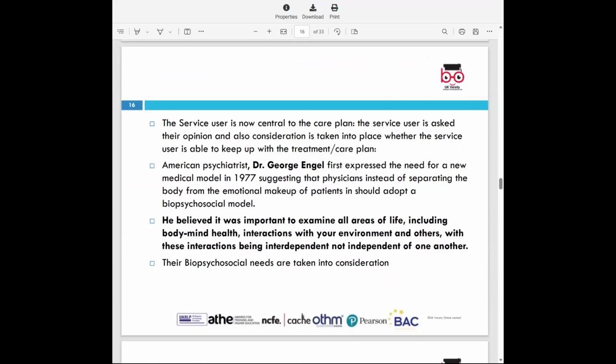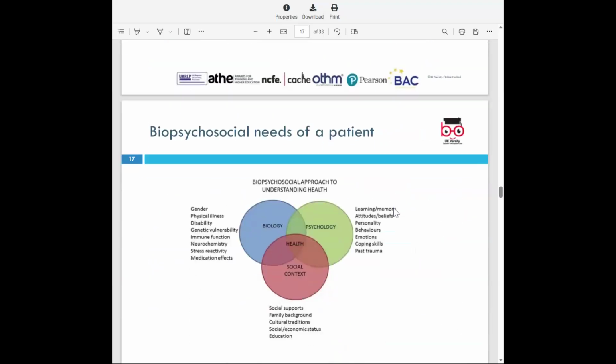An American psychiatrist, Dr. George Engel, first expressed the need for a new medical model in 1977. So he believed that to examine all areas, including body-mind interactions, being independent and not independent of anyone else. So that's something that was done in the 70s as well, but didn't really come about.